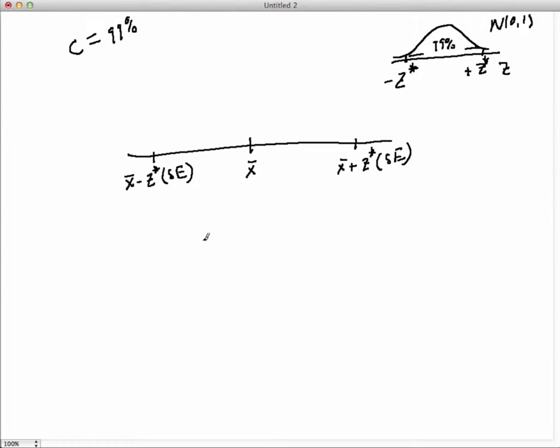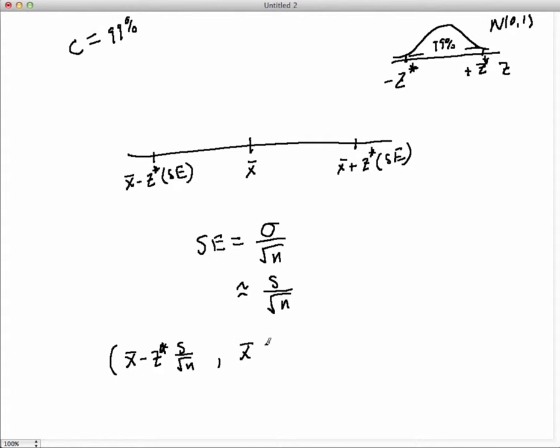So let's remind ourselves really quick what the standard error looks like. How do you calculate the standard error? Well, the standard error is given to be sigma divided by the square root of n. We typically don't know sigma, so we're just going to approximate that standard error with s divided by the square root of n. And so the endpoints of your confidence interval for the mean can be thought of as x bar minus z star times s over the square root of n, to x bar plus z star times s over the square root of n.